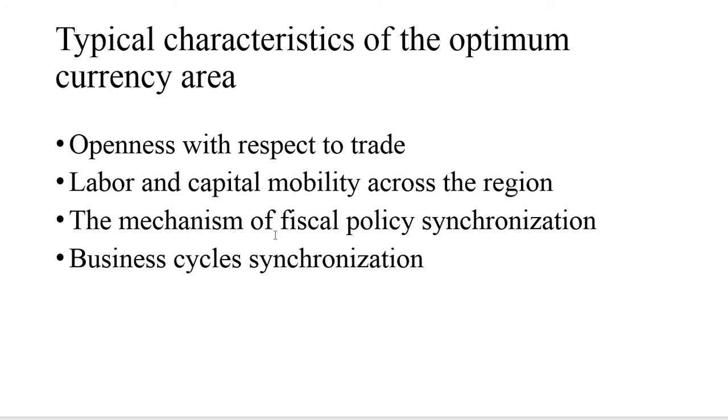So the idea is like this. If there is a recession in one economy, there is a recession in the rest of the economies constituting this area, and vice versa. Otherwise we deal with asymmetric shocks, and in this case it can be problematic, especially in the absence of control over monetary policy, because this is what is implied by a single currency area.